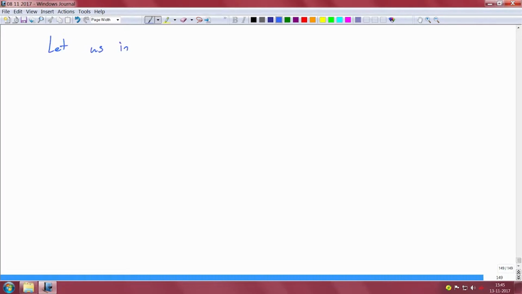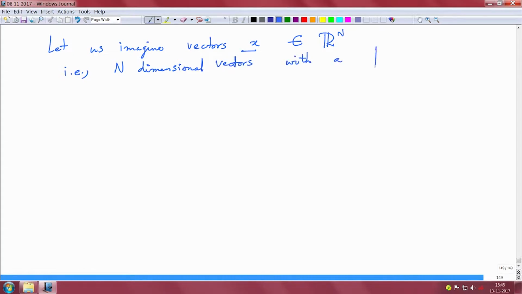So, let us start with the following. Let us imagine vectors x belonging to Rn, right, they are column vectors, n dimensional vectors, and they are associated with some probability density function, okay. So, to be precise, they are column vectors.